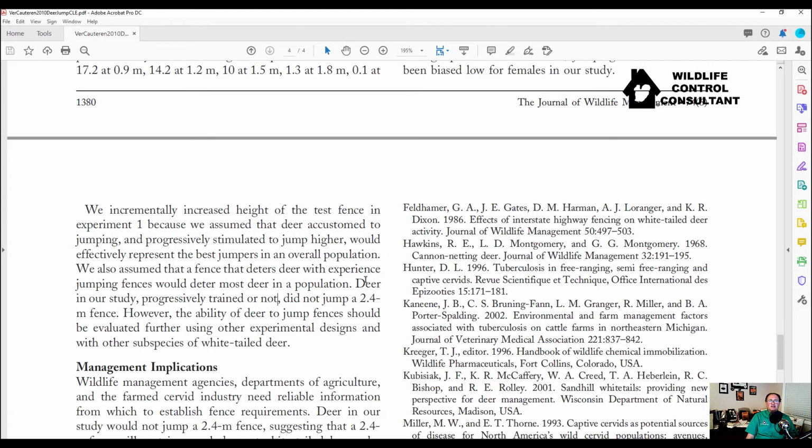And their conclusion here: deer in our study, progressively trained or not, that is, some deer learned to jump higher as they were forced to, other deer weren't being forced, weren't being trained, none of the deer jumped a 2.4 meter fence. However, because of their survey, they know that there are some deer who are just super jumpers that can clear an 8-foot fence. They're saying if you want like a 95%, 98% certainty, 8 feet's enough.